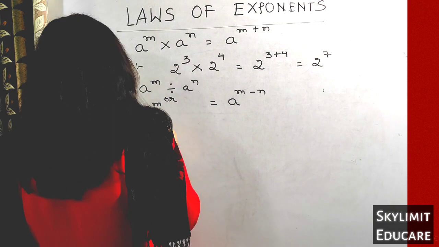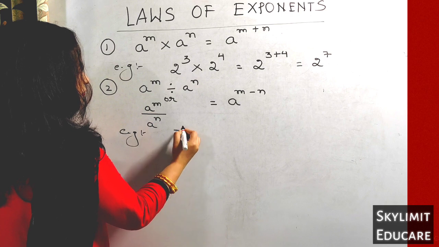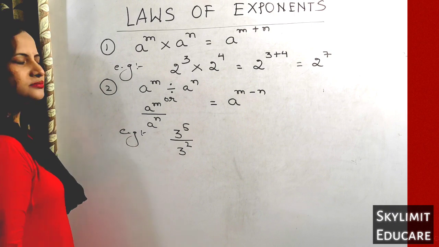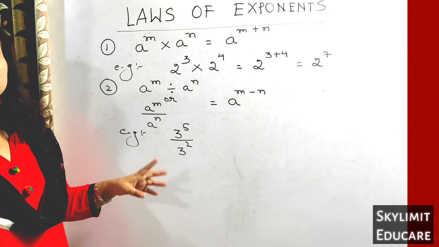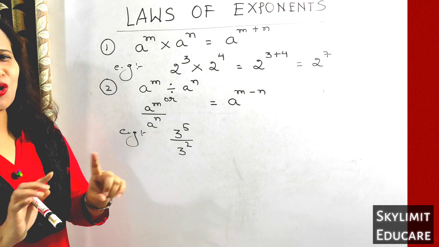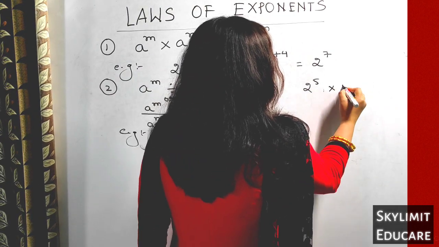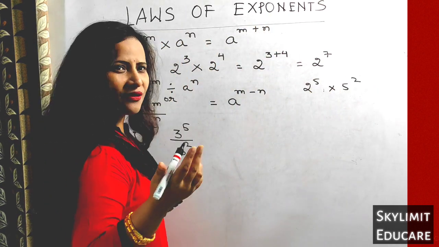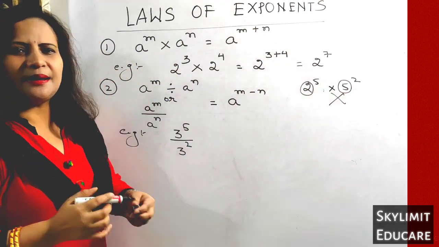Let me give an example for that. Suppose you have 3 to the power of 5 by 3 to the power of 2. Both are divided, and as you can see, both have the same base. The base should be the same, remember it. This law is applicable only for the same base, not for different bases. Like if you have 2 to the power of 5 multiplied to 5 to the power of 2, can you write it as 2 to the power of 5 plus 2 or 5 to the power of 5 plus 2? No, you cannot, because the base is not the same.